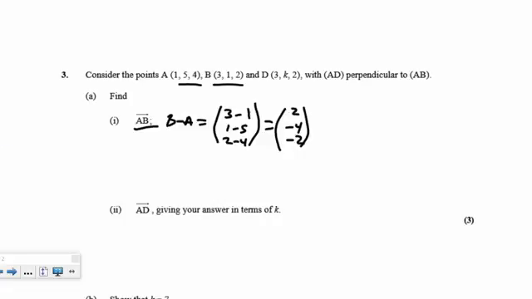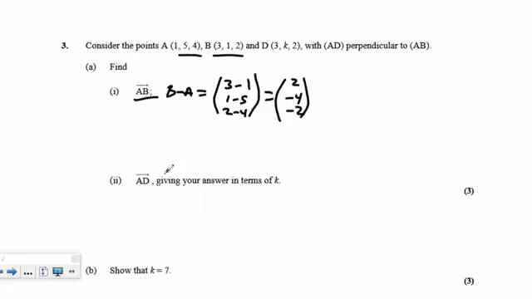All right, let's close this up here. Let's keep going with this. Find AD given your answer in terms of K. This is the same process. We're going to take the ending and subtract the beginning. So we're going to basically do D minus A. And our D right here is 3K and 2. So I'll say, all right, 3K and 2. And we're going to subtract A. So it's going to be 1, 5, and 4.